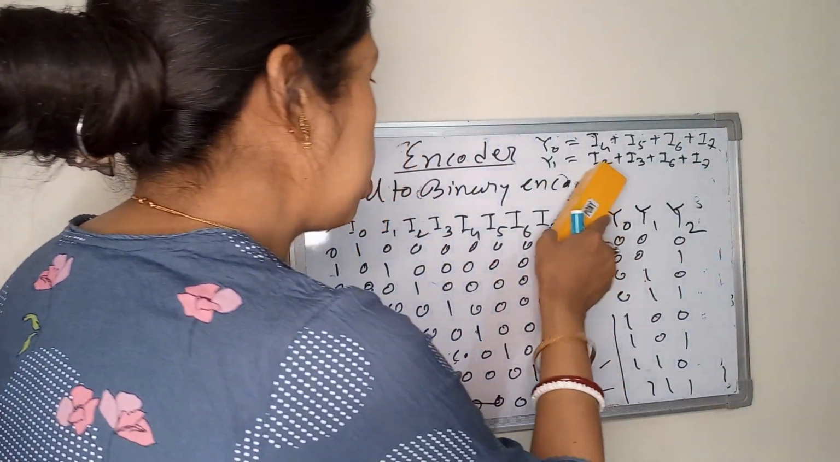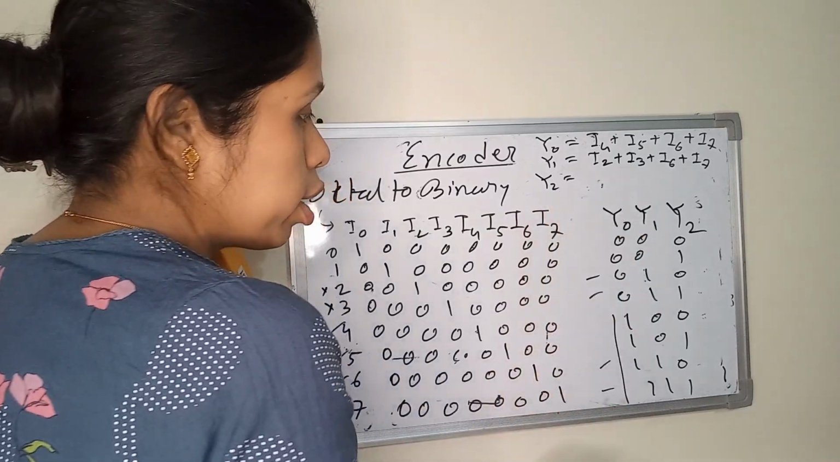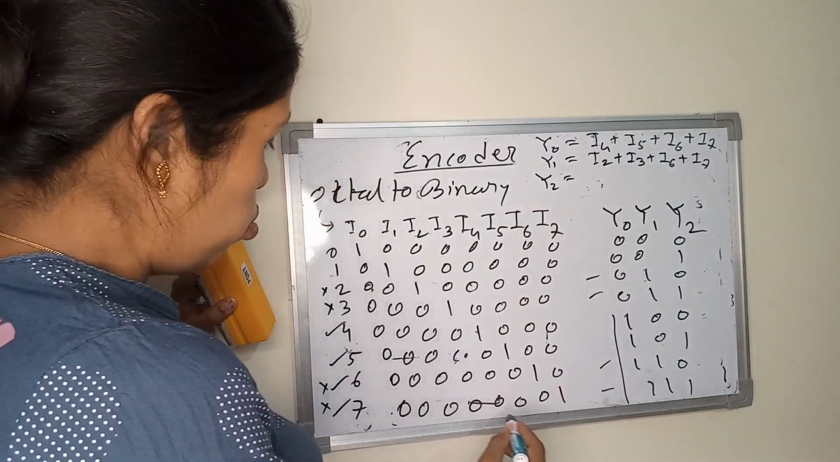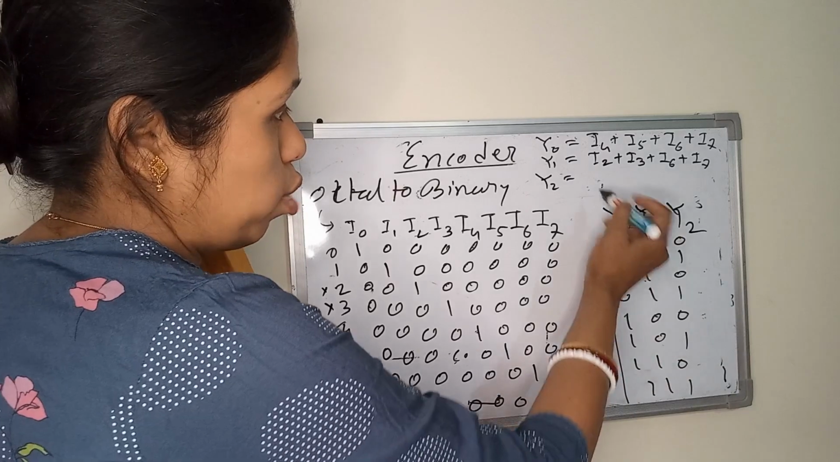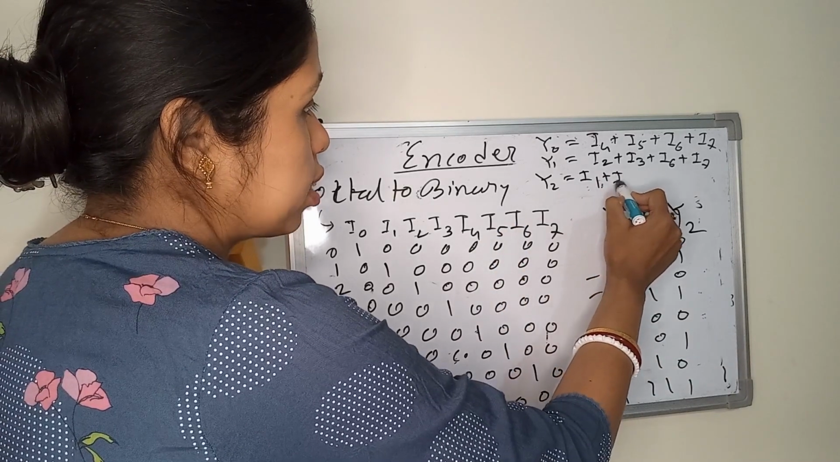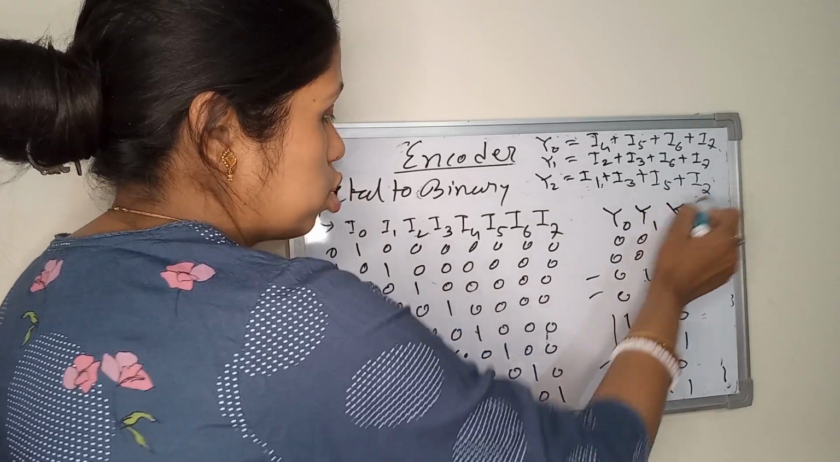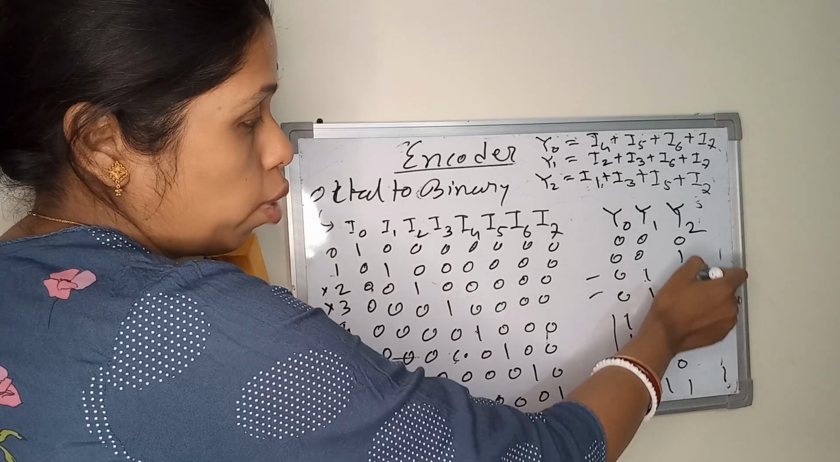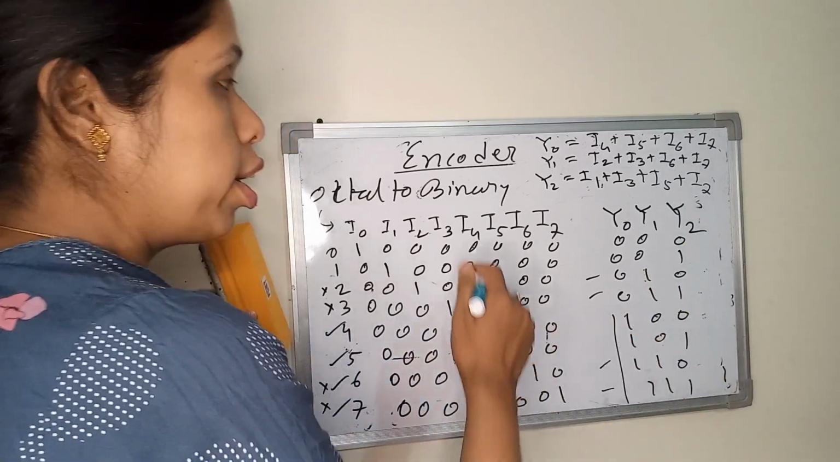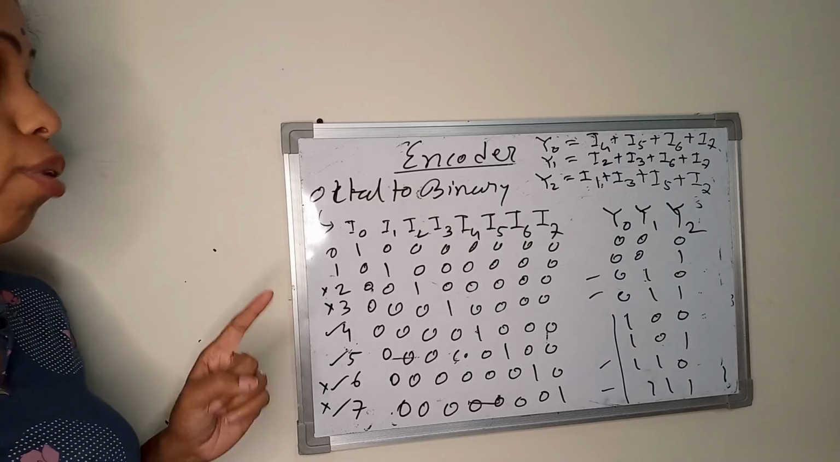Now come to the last one, Y2. Y2 is alternatively 1. You can see alternatively it is 1. That means I1, I3, I5 and I7. If you see, alternatively it is 1: 1, 3, 5, 7. So this is my logical expression for I0, I1, I2.